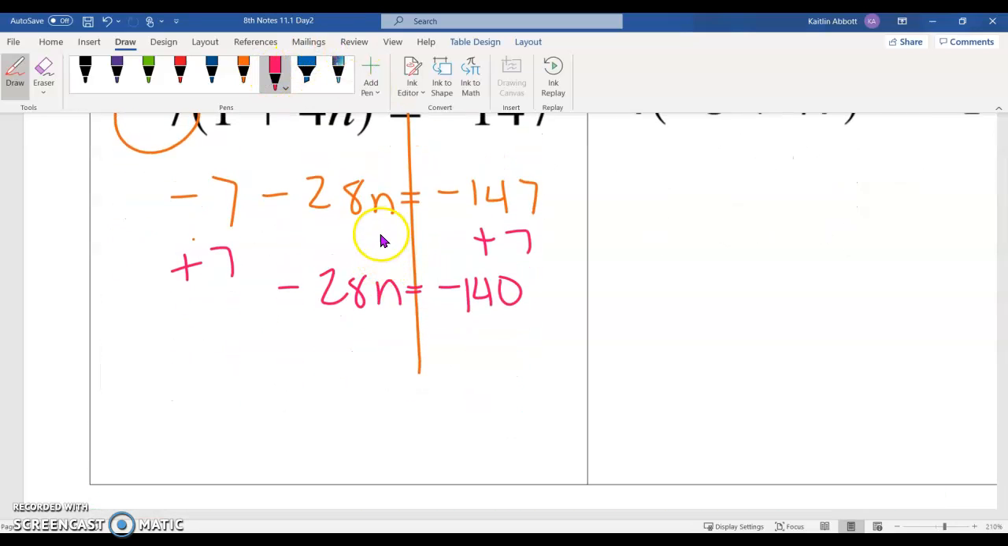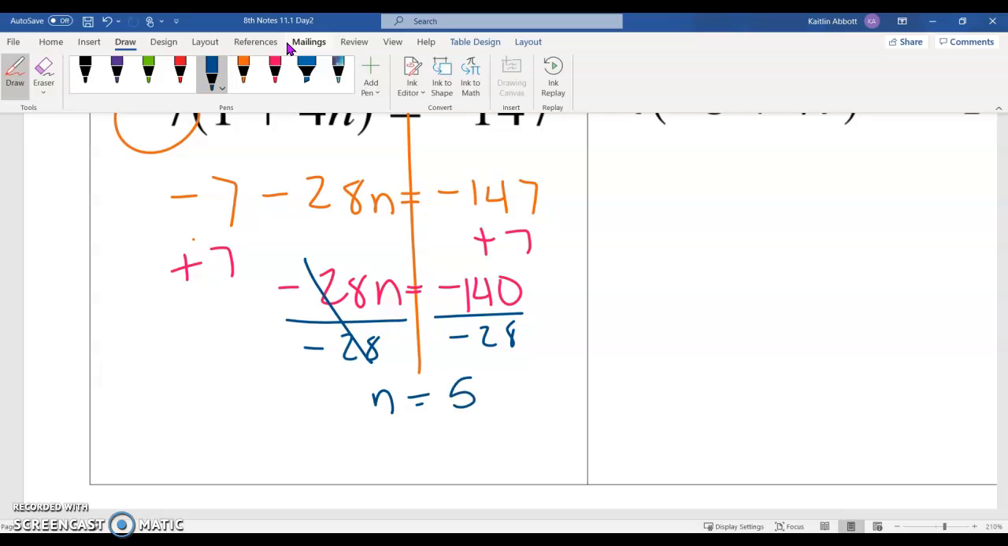Next, I have to get n all by itself, and I am going to do that by dividing both sides by -28. Over here, I'm left with n equals, I now need a calculator, 140 divided by 28 is 5. And a negative divided by a negative gets me a positive, so n is going to equal 5.